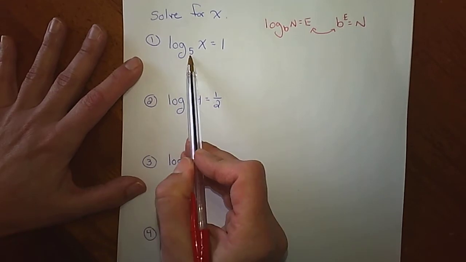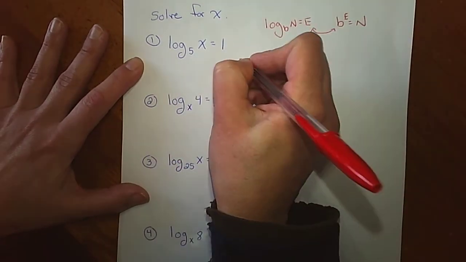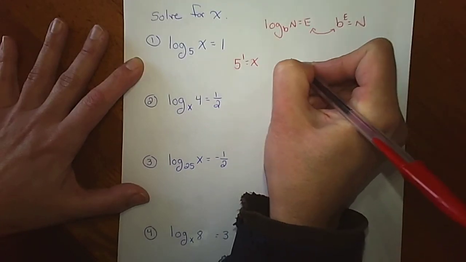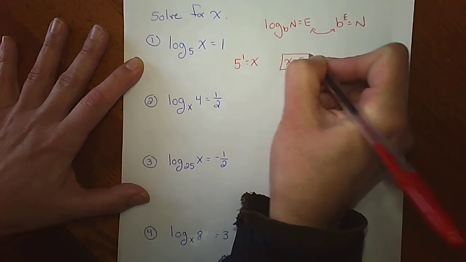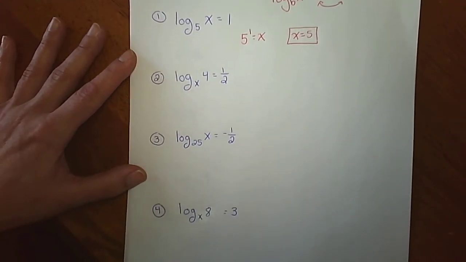So in number one, that's my base, that's my exponent. So you should have done 5 to the first equals x. So the answer to this question is x equals 5. All right, let's try number two.